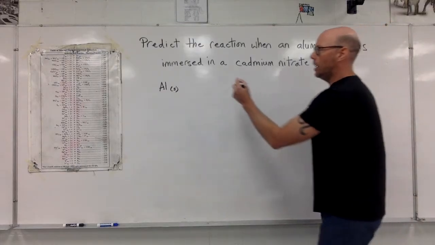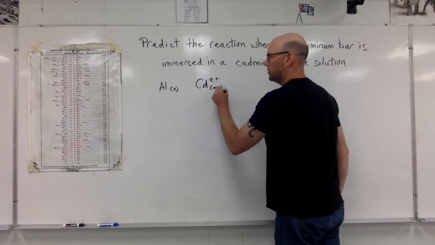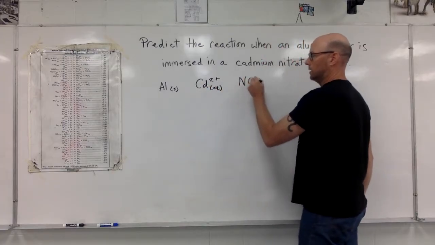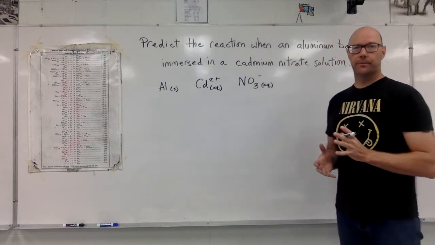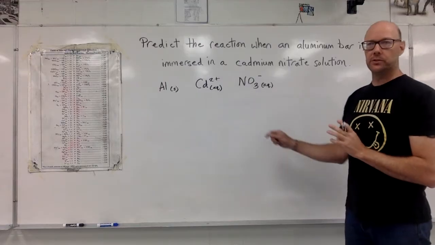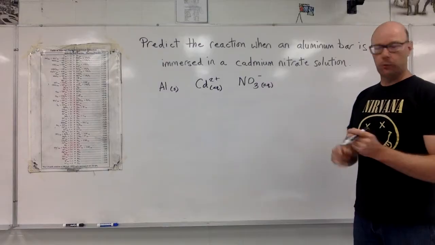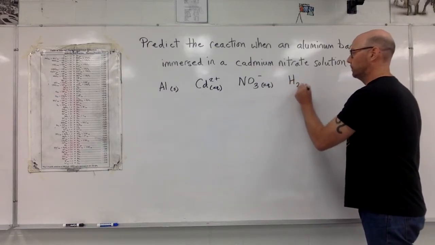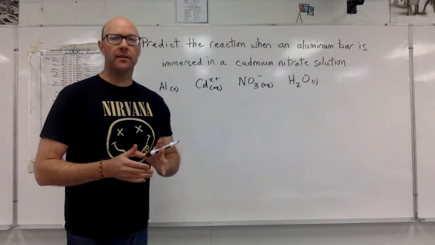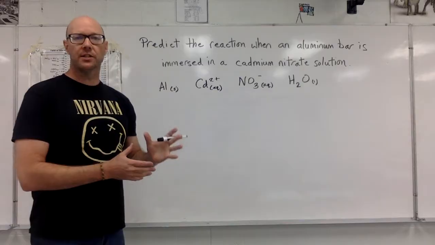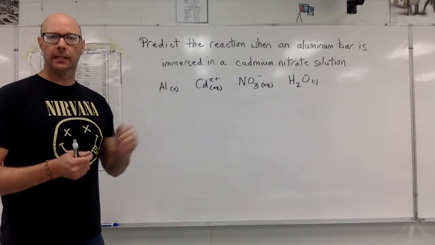We have cadmium ions, that's Cd2+ aqueous, and aqueous nitrate ions. Because it is a solution, we also have water present. Liquid water goes into our list. Okay. The first step of the 5-step method is to make a list of every substance that's present in the question. I have solid aluminum, cadmium ions, nitrate ions, and liquid water.